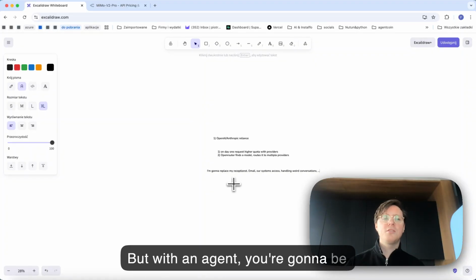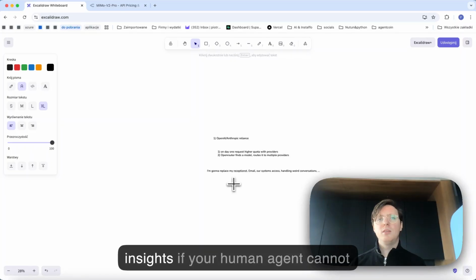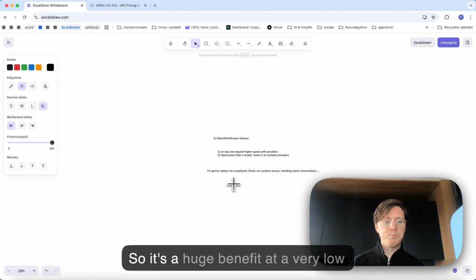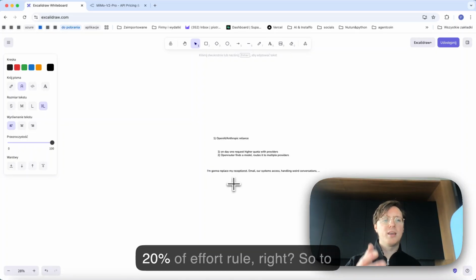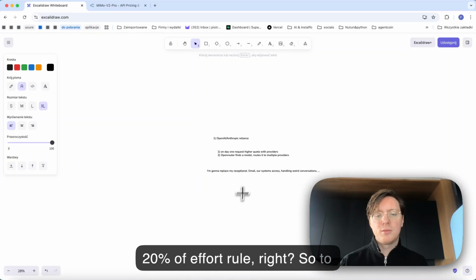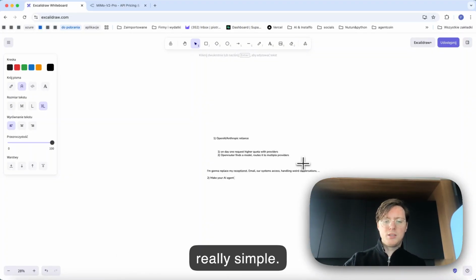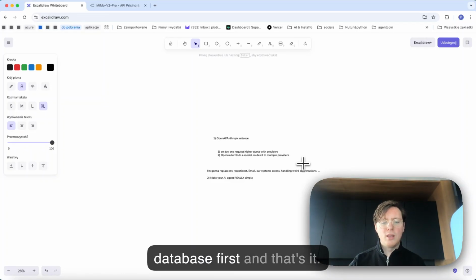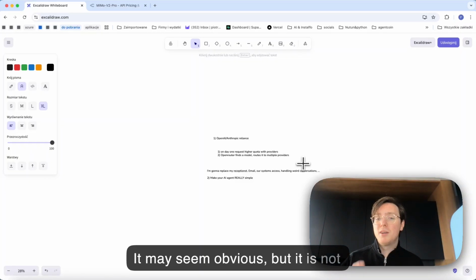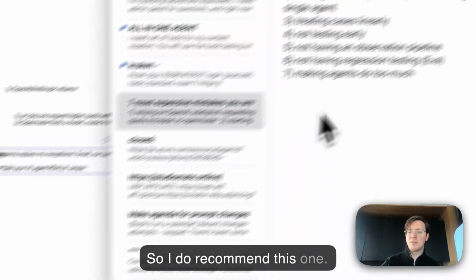But with an agent, you're going to be able to respond 24/7, right? You're going to be able to take actionable insights if your human agent cannot respond. So it's a huge benefit at a very low cost. This is like the 80% gain with 20% of effort rule, right? So to summarize, make your AI agent really simple. Just store some information in the database first, and that's it. It may seem obvious, but it is not what most people are doing. Trust me. So I do recommend this one.